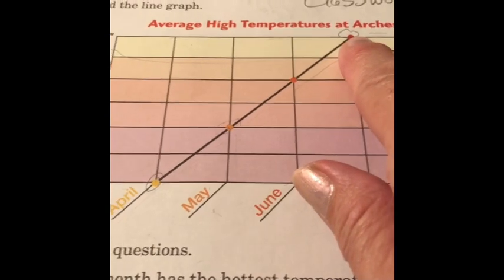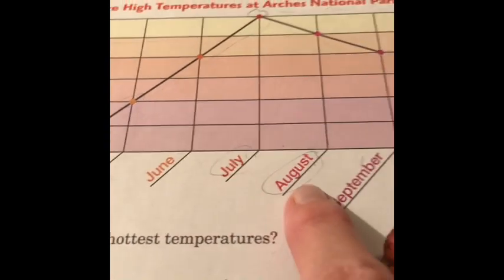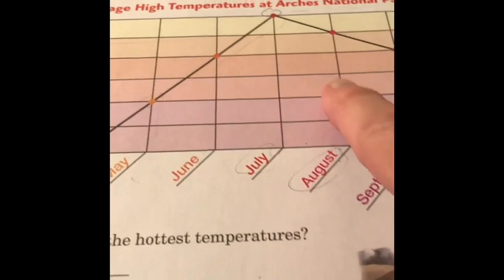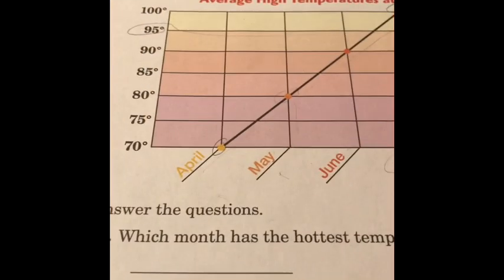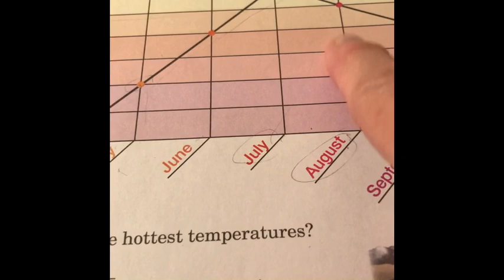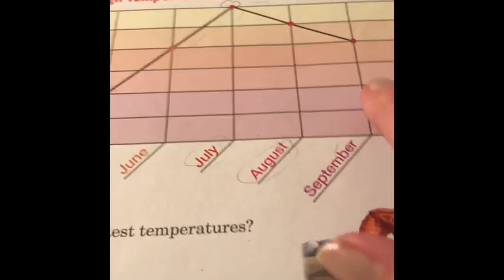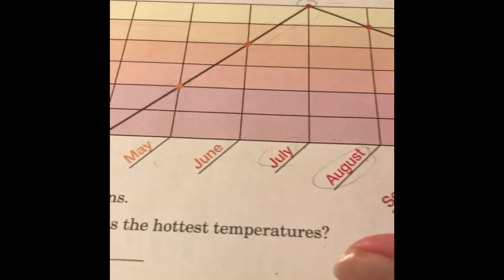July goes all the way up to the top because it's really hot in July. That goes over to 100 degrees. That's the hottest month. Then we go to August. It goes a little bit down, so it would go to 95 degrees. 95 degrees is where the dot goes for August. September, your dot goes here. You follow it across. Your dot is 90 degrees too.